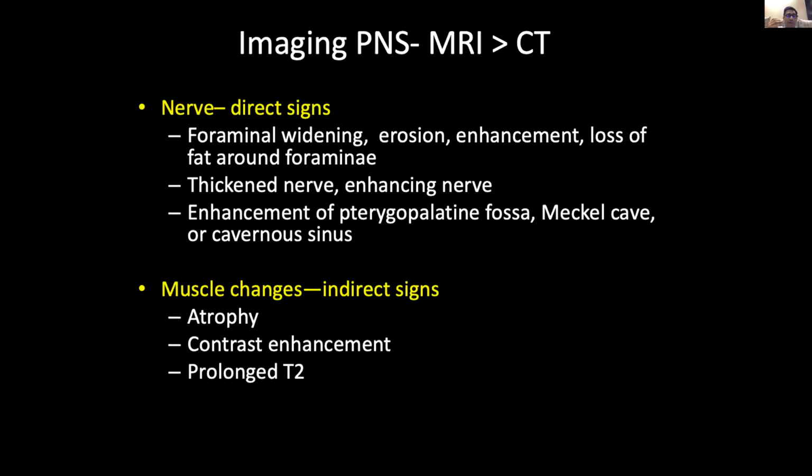Once the nerve gets denervated, the muscle undergoes atrophy. So if you see that the muscles of mastication on the involved side are atrophic, there will be fatty replacement, there will be prolonged T2 signal, and there will be spurious contrast enhancement because the bulk has gone down. However, the vascularity remains the same, so the enhancement appears more. So you see feathery enhancement along the fibers of the muscle, which is an indirect sign of denervation change.